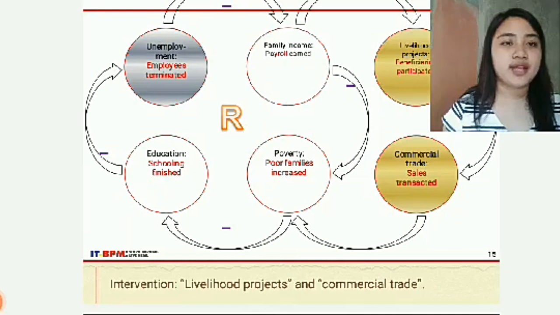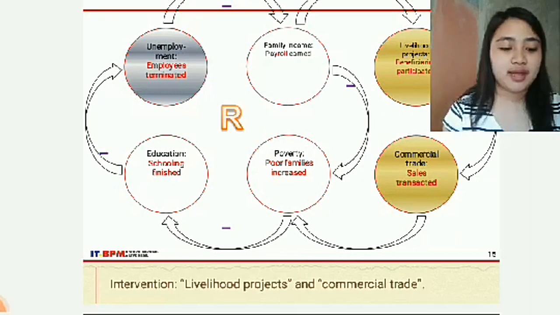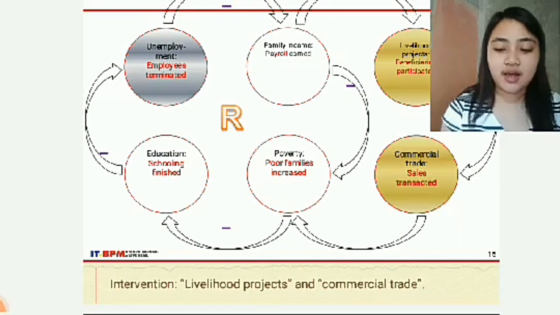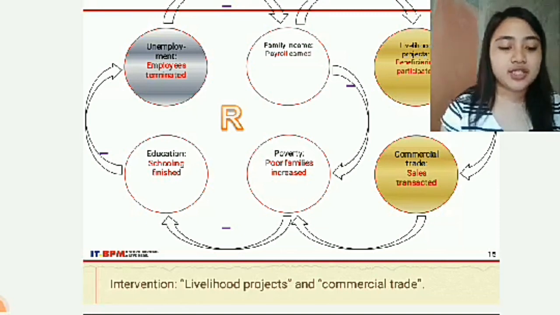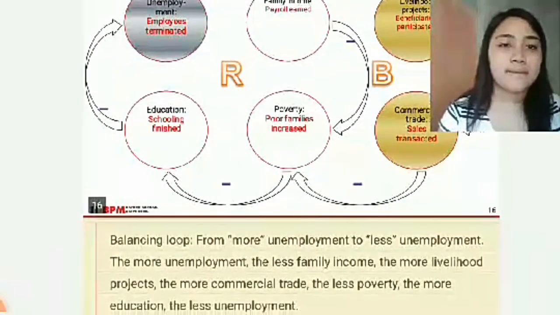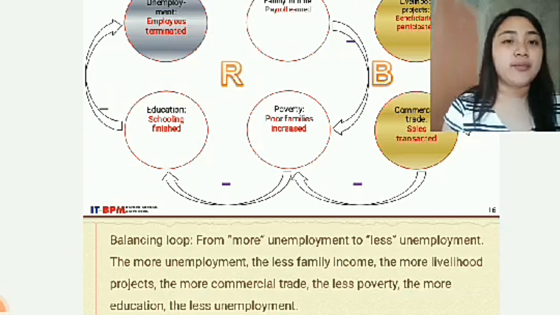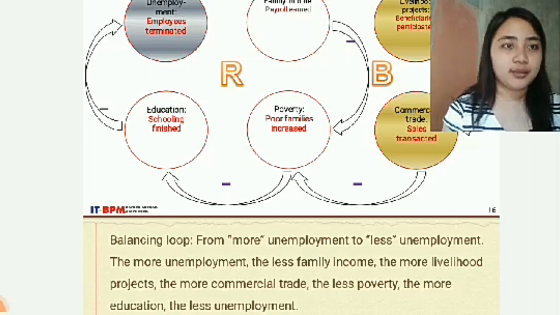Intervention: livelihood projects and commercial trade. Therefore, certain solutions should be implemented and such circumstances should be addressed. For instance, if the government or the country will offer more job opportunities for the less fortunate families, the society will be in harmony. Balancing loop, from more unemployment to less unemployment. The more unemployment, the less family income, the more livelihood projects, the more commercial trade. The less poverty, the more education, the less unemployment.